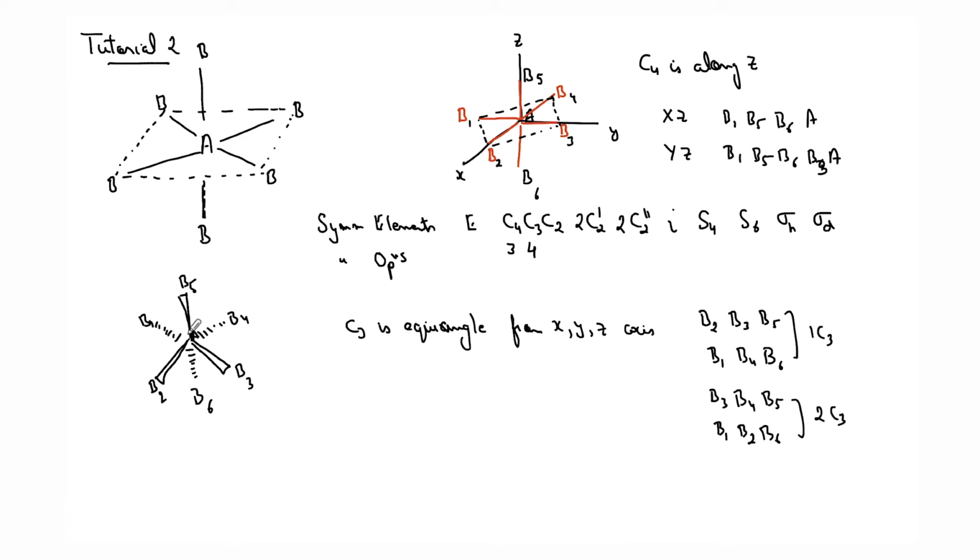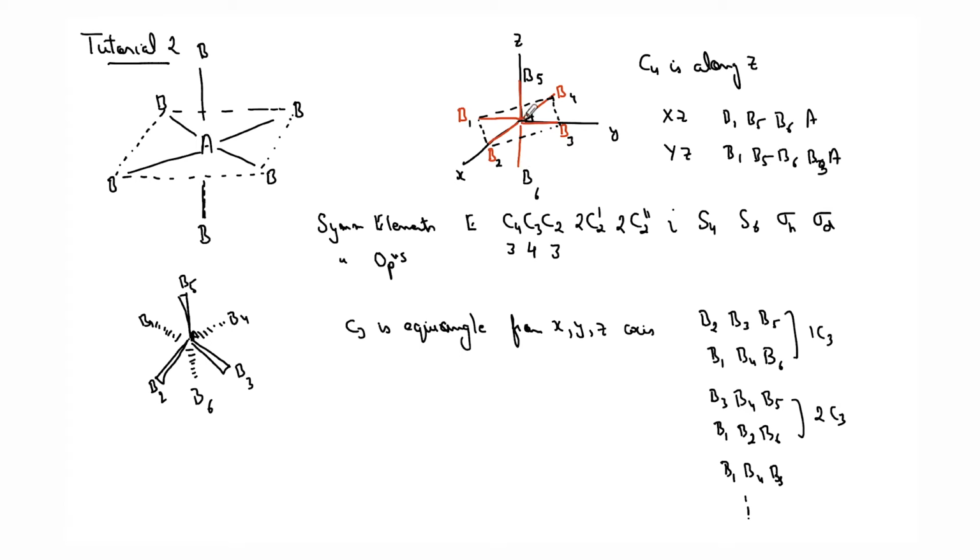Okay. Now third C3 can be, now B1, B2, B6 is done. So it can be B at this back. So B1, B4, B5, right? So B1, B4, B5. Okay, and so on. So you can count that there'll be 3 and then 4 such C3 axes. Now C2, which is along Z axis or which is collinear with C4. So if there are 3 such C4s, then there will be 3 such C2 axes.